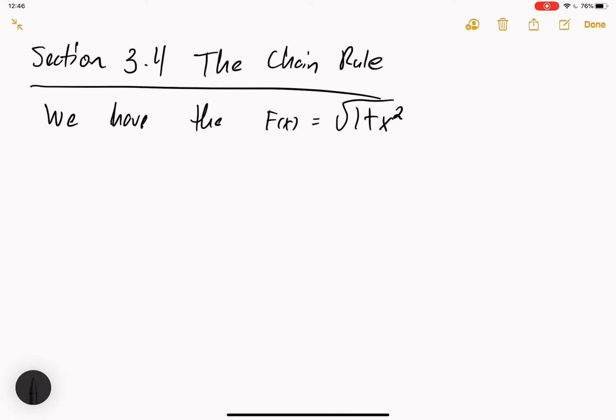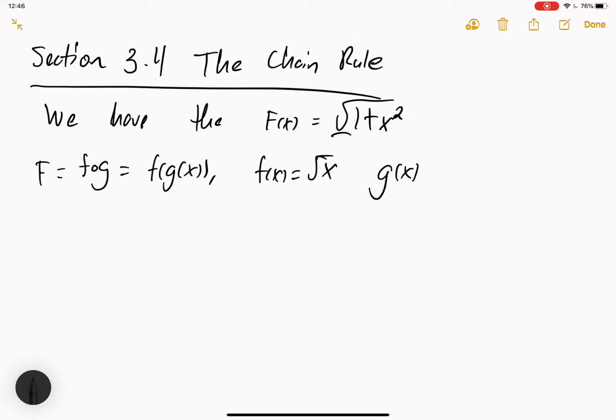But we could try to think about composition though. Maybe f can be written as f composed with g, or f is equal to f of g of x. And let's just say that's true. We could see, here we have the square root, so f of x could equal the square root of x. Then g of x, which is our inside function inside the square root, could be 1 plus x squared.